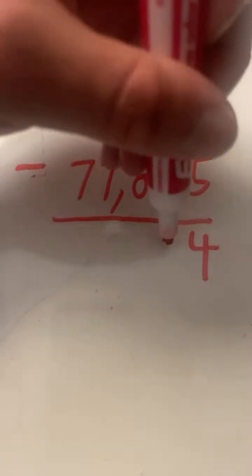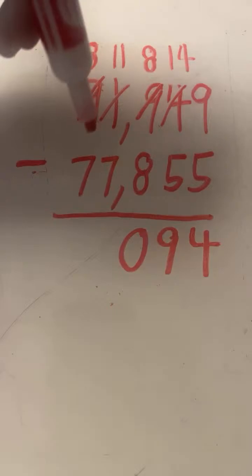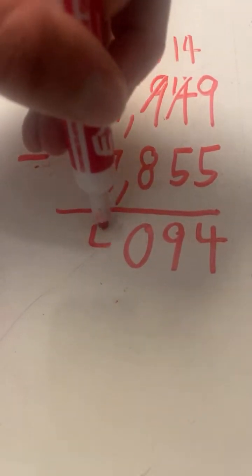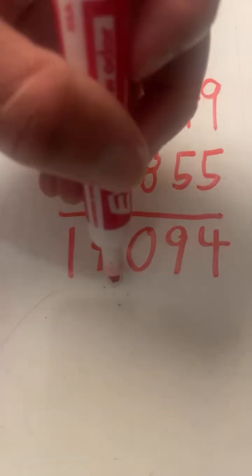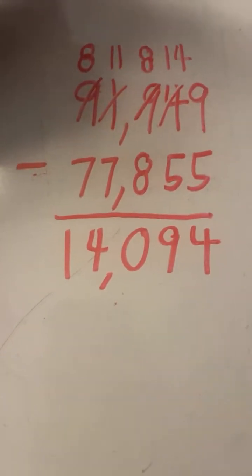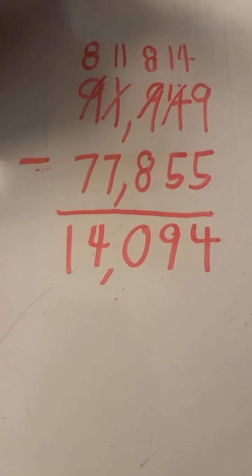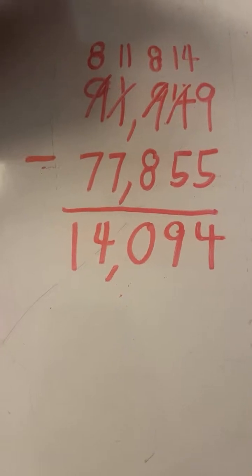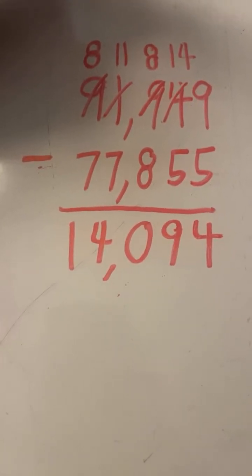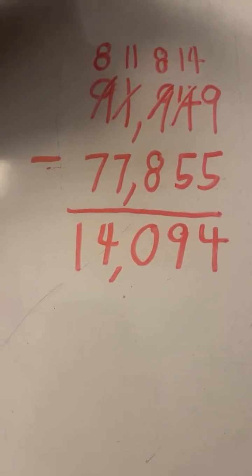Nine minus 5 equals 4. 14 minus 5 equals 9. 8 minus 8 equals 0. 11 minus 7 equals 4. And 8 minus 7 equals 1. And we have our final answer. 91,949 minus 77,855 equals 14,094.